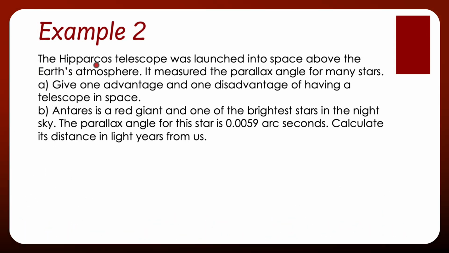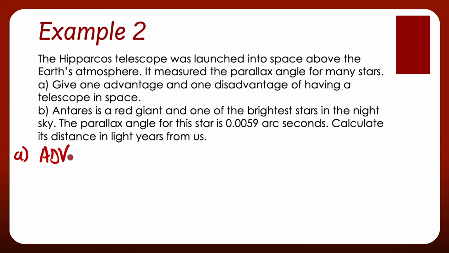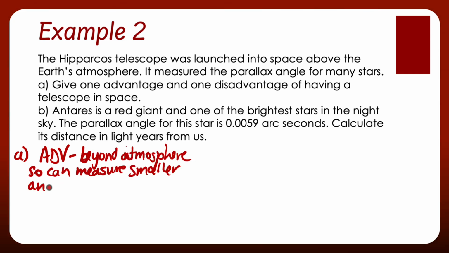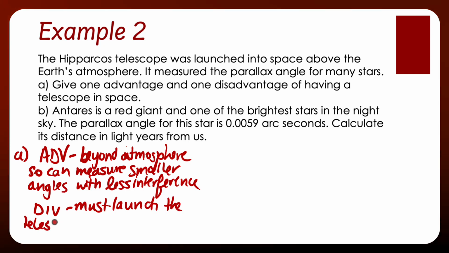I have no idea how to pronounce this name, so just let's go with it. The Hipparcos telescope was launched into space above the Earth's atmosphere. It measured the parallax angle for many stars. Give one advantage and one disadvantage of having a telescope in space. Well, one advantage is it's going to be beyond the atmosphere, so there's going to be less interference. A disadvantage is, well, I've got to get the telescope up there. And if something goes wrong, like originally happened with the Hubble telescope, it's difficult to repair.